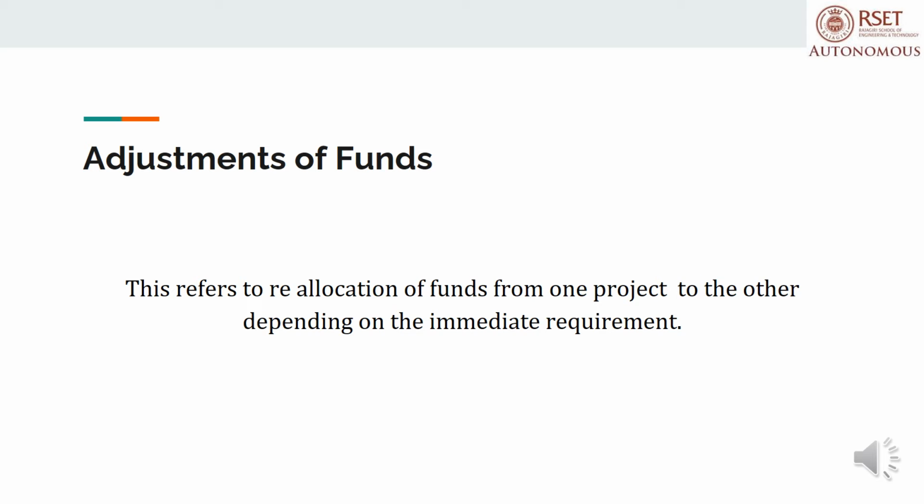Adjustments of funds. This refers to reallocation of funds from one project to another depending on the immediate requirement. For instance, if a new project started by an organization needs money and there is surplus money allocated to an already existing project, then the surplus funds can be adjusted against new projects for its initial setup. This technique facilitates proper allocation and adjustment of funds and prevents misuse.